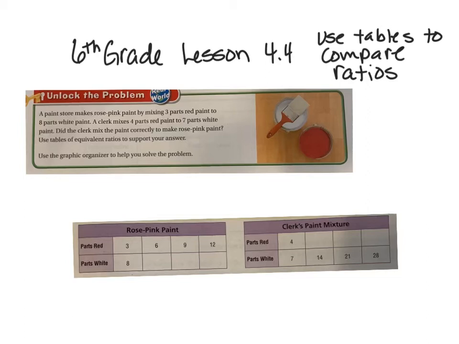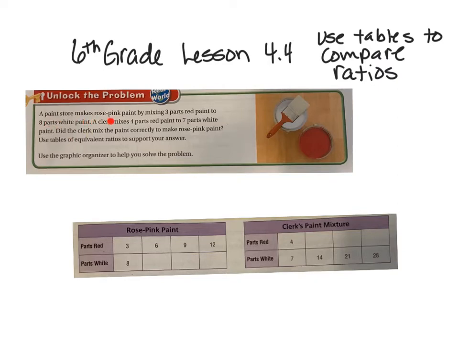6th grade lesson 4.4 is using tables to compare ratios. And so these are what they mean by a table. We're just going to be comparing ratios to one another and seeing at what point they match, sort of like when we do with common denominator fractions. It should feel similar. So first step we will take with our word problem.